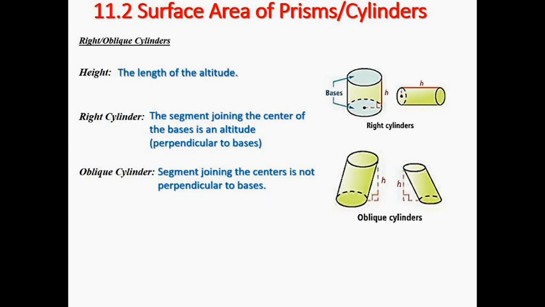For right and oblique cylinders, for a right cylinder, you have a perpendicular height, whether that be a horizontal perpendicular height or a vertical perpendicular height. The height is straight up and down, and the cylinder appears to go straight up and down. An oblique cylinder appears to have a slant, leaning over to one side or the other, and the height is generally going to be outside of the shape itself.